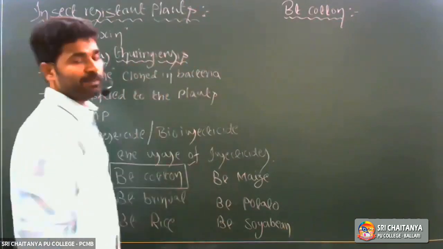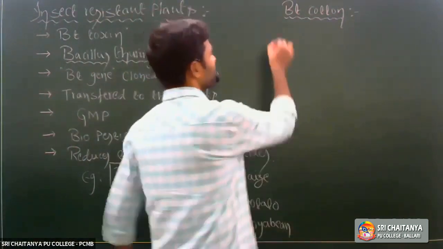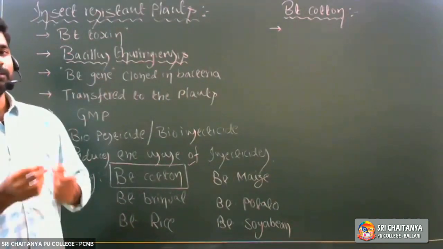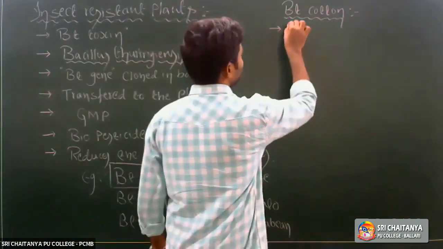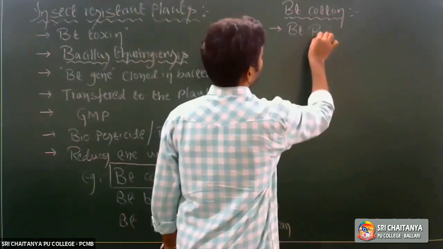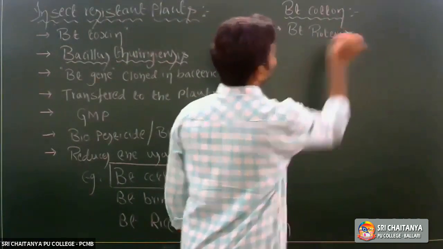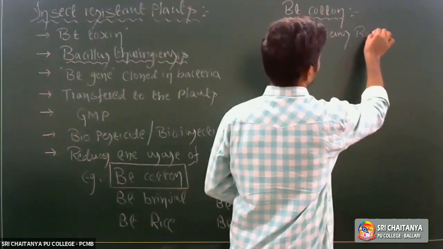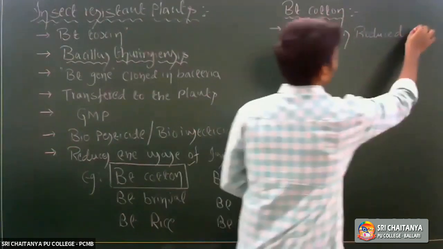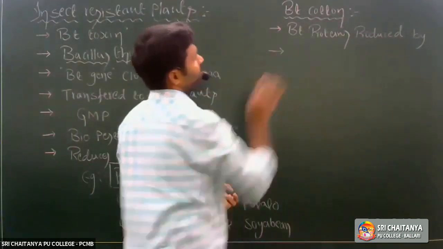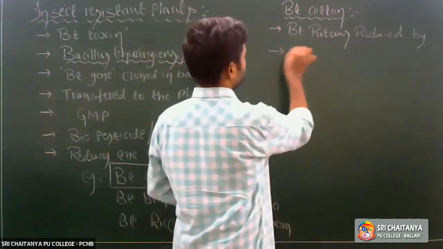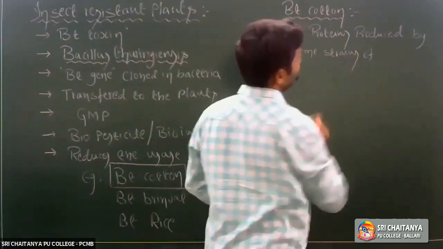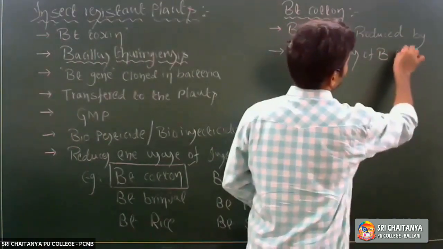So what is the meaning of Bt? Bacillus thuringiensis. Is it a bacteria or virus? Bacteria. Bacillus thuringiensis, bacteria, right? So those Bt genes or Bt toxins or Bt proteins are produced by some strains of Bacillus thuringiensis members. Not all, some strains. Strains are nothing but types.